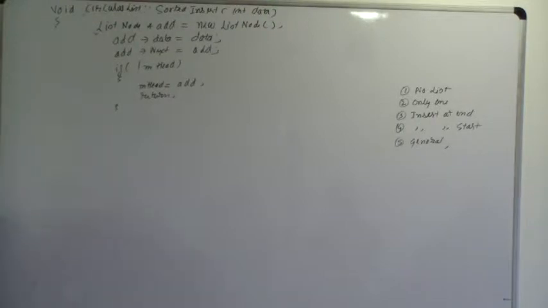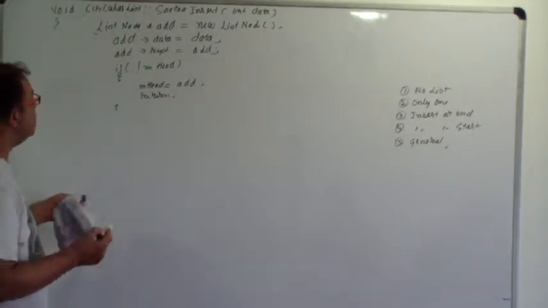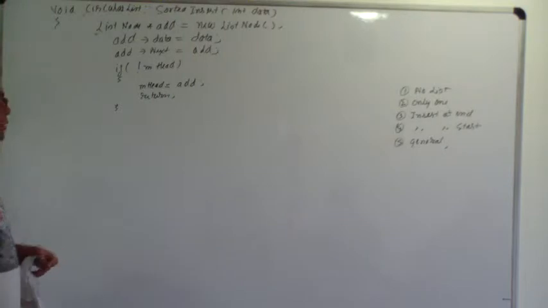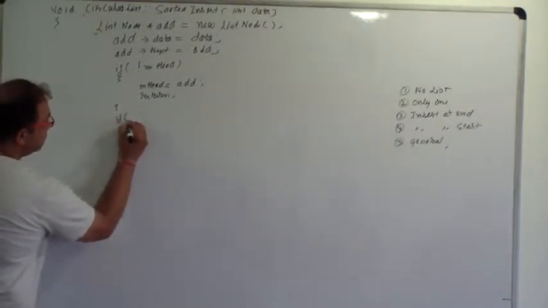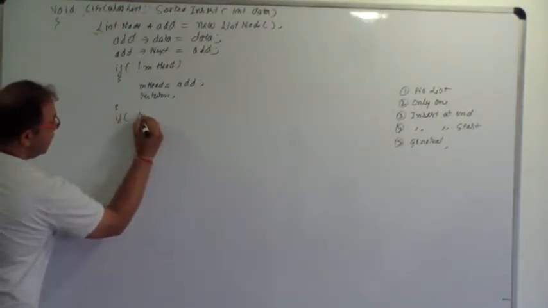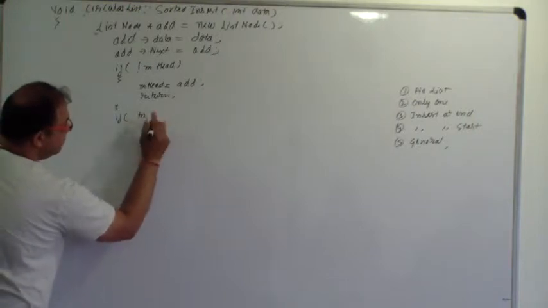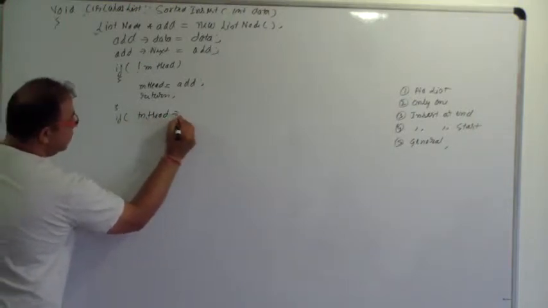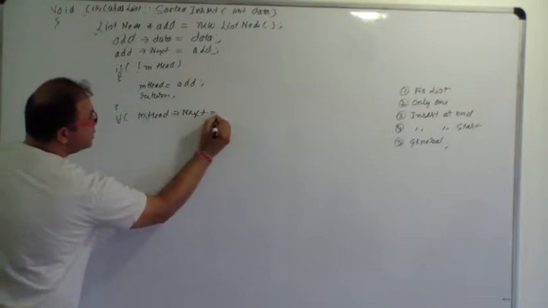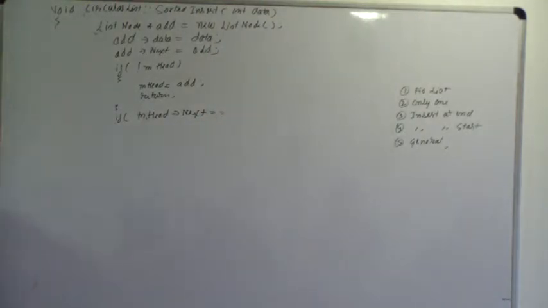Okay. So the next condition is we check for the only-one-node condition. How will we check for that? We will check if m_head arrow next is equal to m_head.